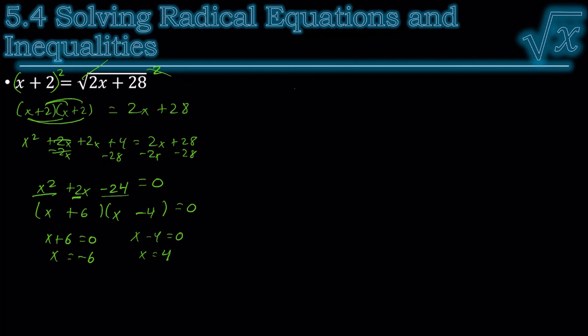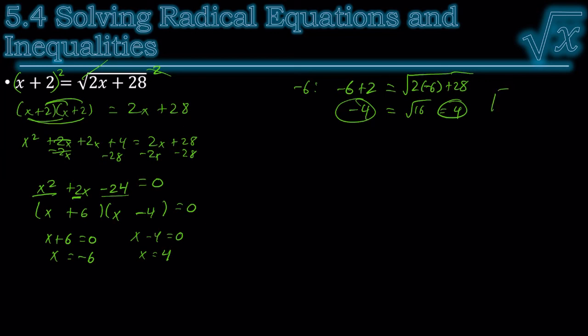And then what do we do? We check. So let's check the negative 6. So if negative 6 plus 2, square root of 2 times negative 6 plus 28. So here I get negative 4. On the other side, I get negative 12 plus 28 is 16. Oh, that's 4. So negative 4 equals 4. Wait, what? No, that doesn't work. That's false. So the negative 6 does not work. It is extraneous.